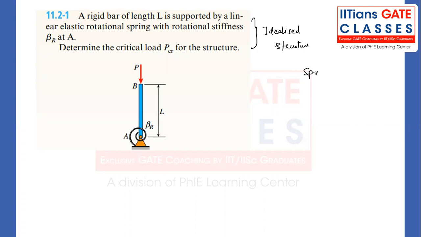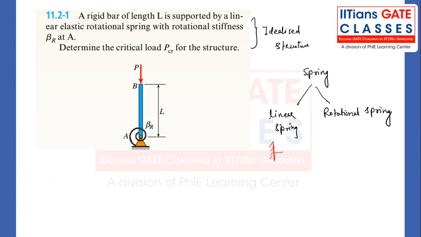So generally, we have two types of spring. One is the linear spring. Second, we have the rotational spring.